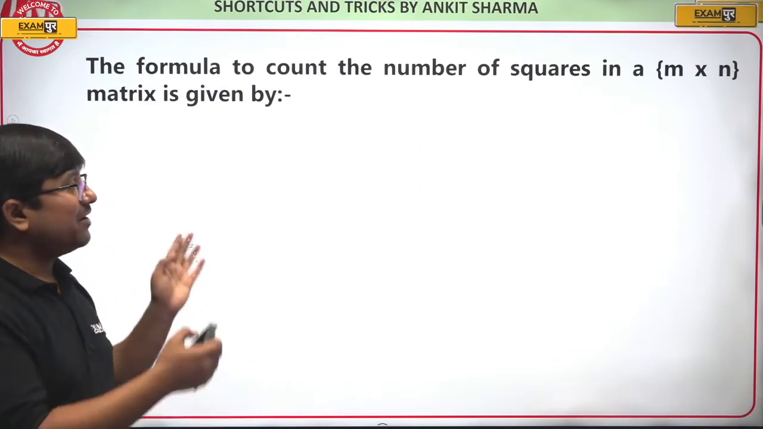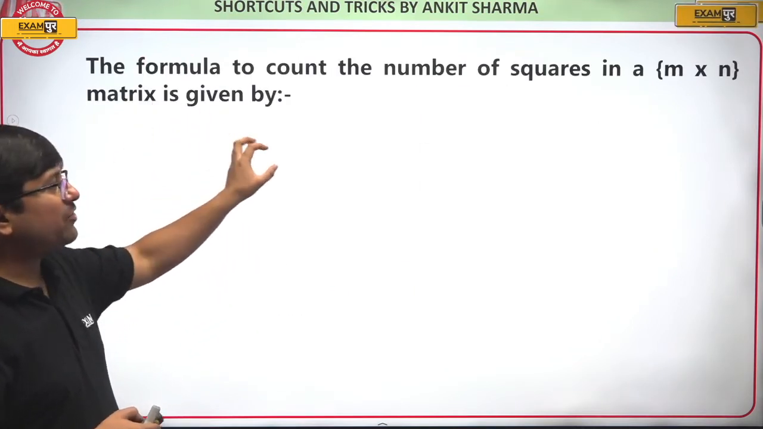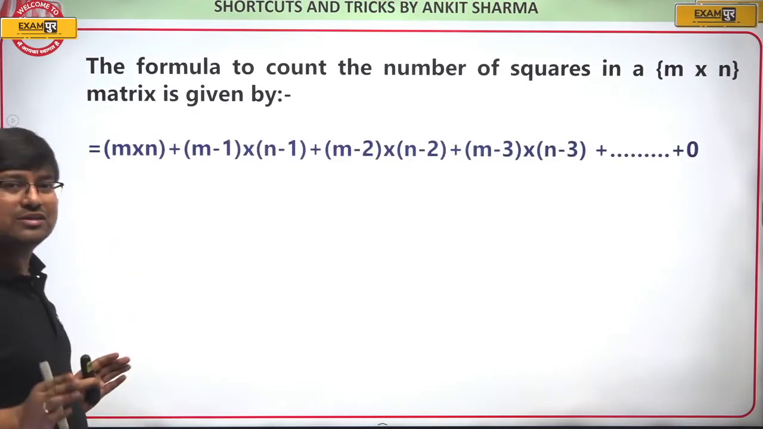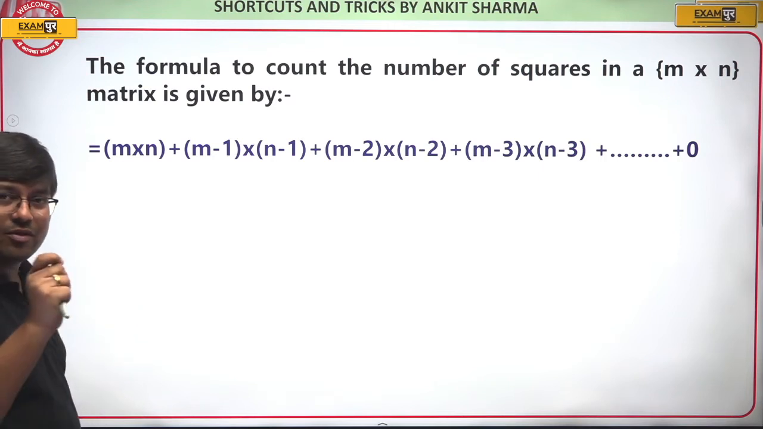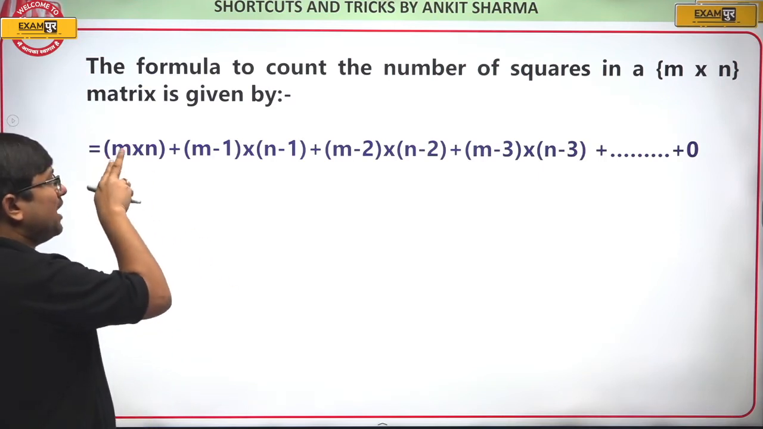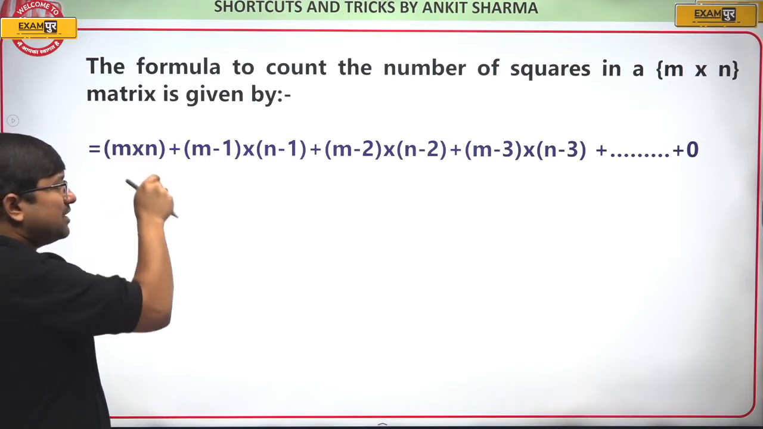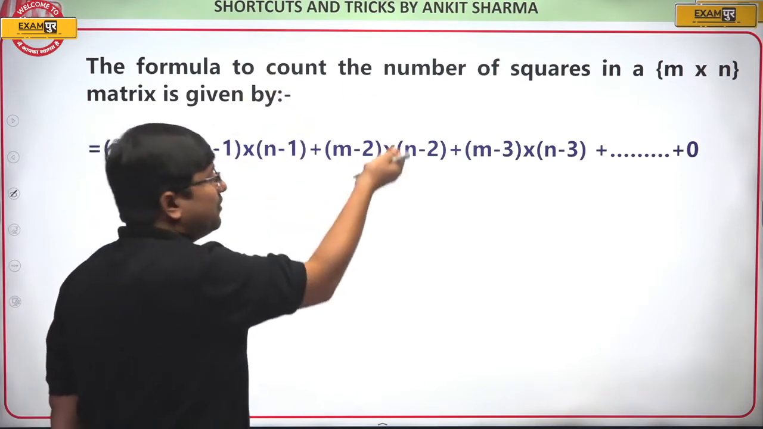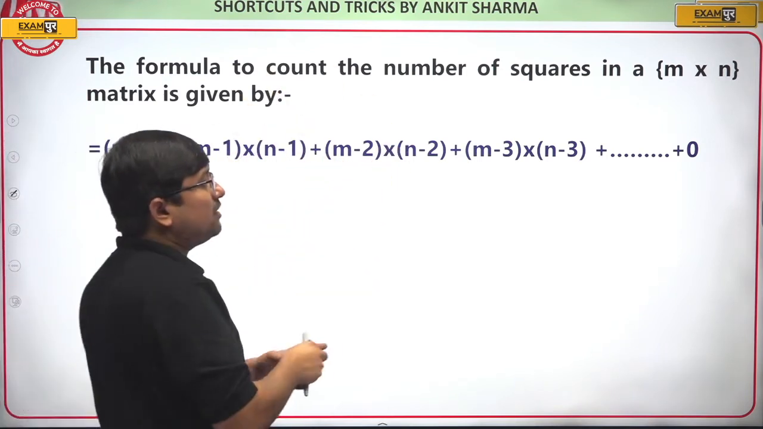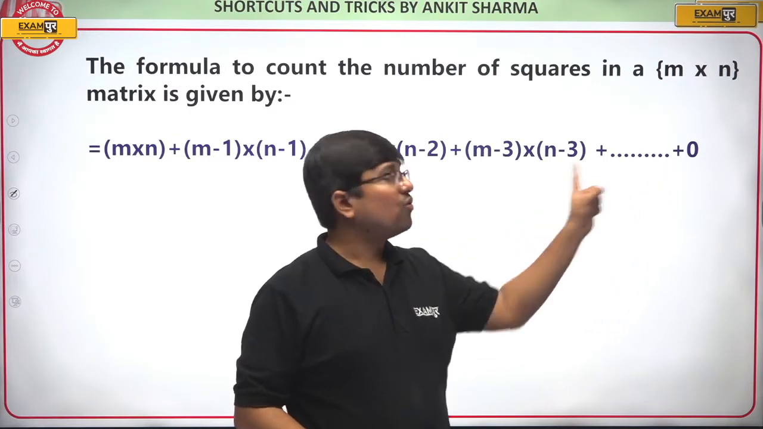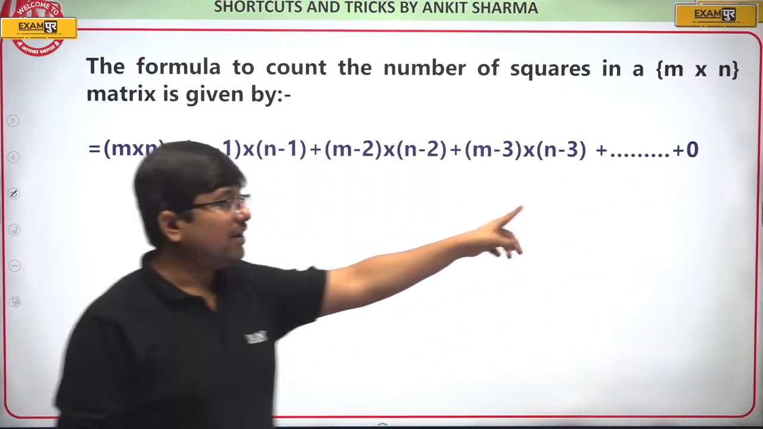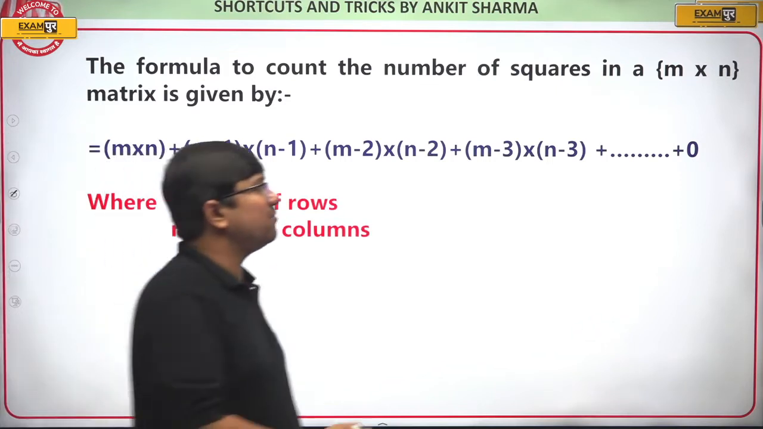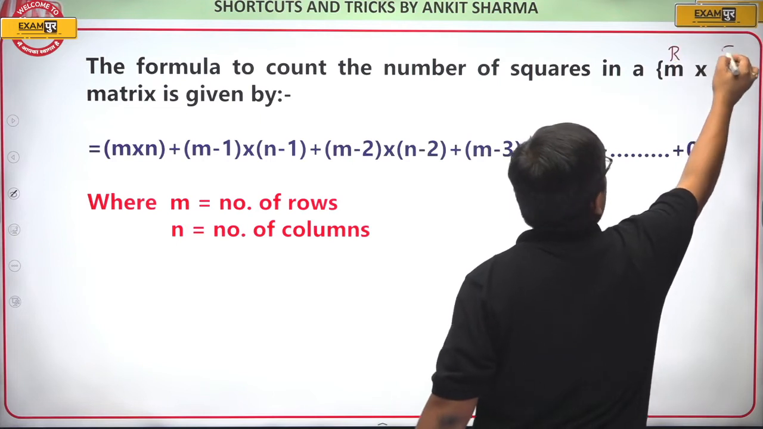So my dear students, here is the shortcut to find the number of squares in an m cross n matrix. In an m cross n matrix, if you want to find the number of squares, start by multiplying m into n, the rows into columns, plus subtract 1, 1 from both of them and multiply them. Again, subtract further 1, 1 from them and multiply, and go on till you get 0. Now what is m and what is n? M is the number of rows, n is the number of columns. First one is always rows, second one is always column.